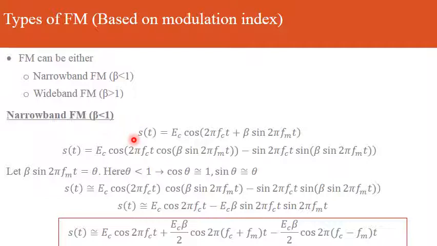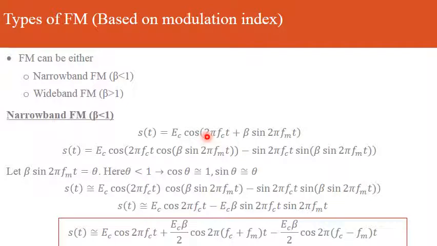Already in the previous slide, the frequency modulated wave was mathematically represented as Ec cos(2π fc t + β sin 2π fm t). For ease of analysis, we can make use of a trigonometric formula: cos(A + B) = cos A cos B − sin A sin B. Here A is equal to 2π fc t and B is equal to β sin 2π fm t.